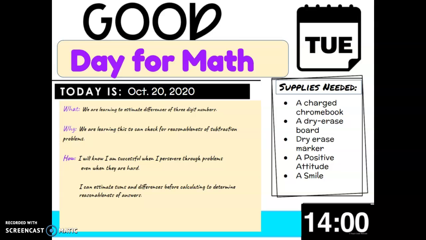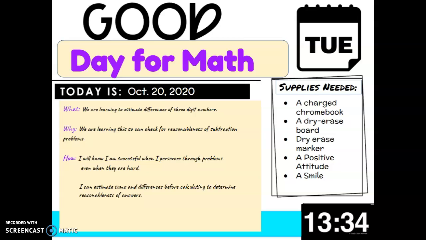We're going to be learning to estimate differences of three-digit numbers just like we did with addition. We're going to use our strategy of a number line, placing those numbers on the number line to round them to the nearest 10 or 100 so that we can find the difference between those two numbers. So our learning objective for today is we are learning to estimate differences of three-digit numbers.